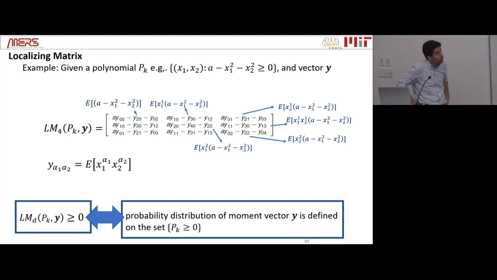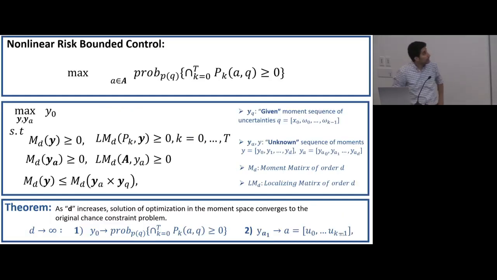Next, the localizing matrix. The localizing matrix is defined in terms of the moments and a given polynomial. Now, if this localizing matrix is positive semi-definite, we can claim that the probability distribution of the moments y is defined on the region described by the given polynomial p_k. So if this region describes our safe region and we satisfy this, it means that the probability distribution of the states is defined in the safe region. So this is how we can avoid the obstacles, by satisfying this linear matrix inequality. So in summary, these LMIs make sure that we are looking for a moment sequence of probability distributions that are dynamically feasible and also defined in the safe region, so that we can avoid the obstacles.